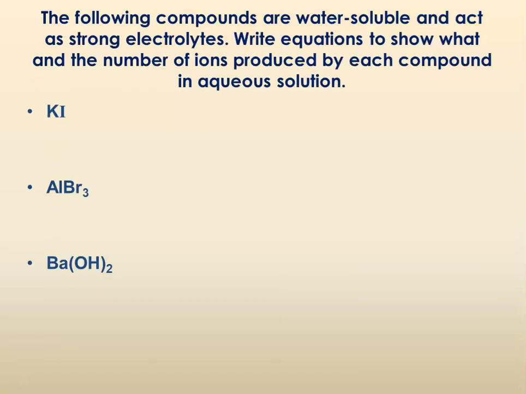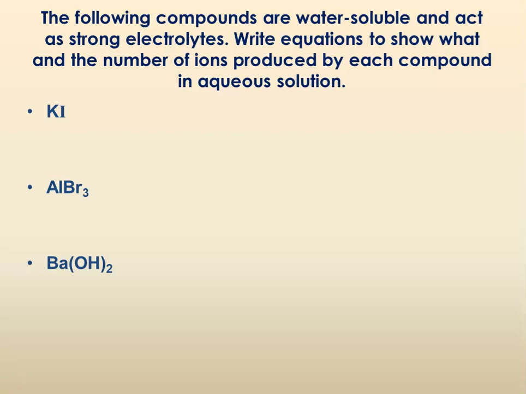So here I've given you 3 compounds that are acting as strong electrolytes. These are all ionic compounds. They all start with metals. And I want you to write equations to show the ions that are made when each of these is added to water and the relative number of ions that are generated.